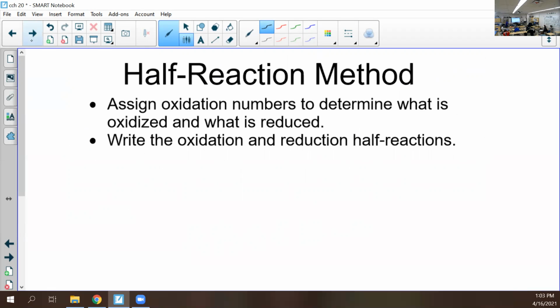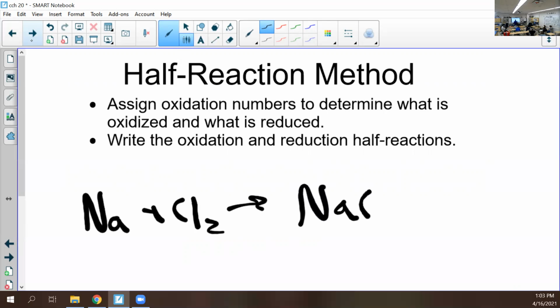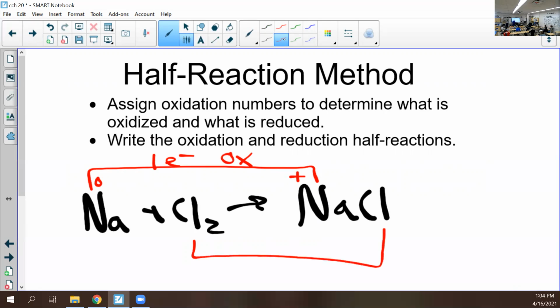So you assign oxidation numbers to determine what is oxidized and what is reduced. Then write the oxidation and reduction half reactions. For example, we have Na plus Cl2 goes to NaCl. We would never, ever do this process to balance that reaction because we can do that in our head. The other reactions are harder. But you would say this went from a 0 to a +1, so it lost an electron, so it's oxidized. Then you'd say here it's gained.